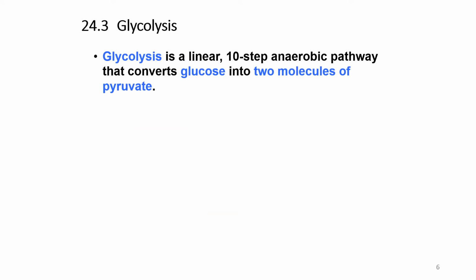So glycolysis is a linear 10-step anaerobic pathway responsible for converting glucose, a 6-carbon monosaccharide, into 2 3-carbon molecules of pyruvate. If you remember, we looked at 2 different possible metabolic pathways. One could be linear. We looked at linear, but the other was cyclic, and we're going to see that in the citric acid cycle.